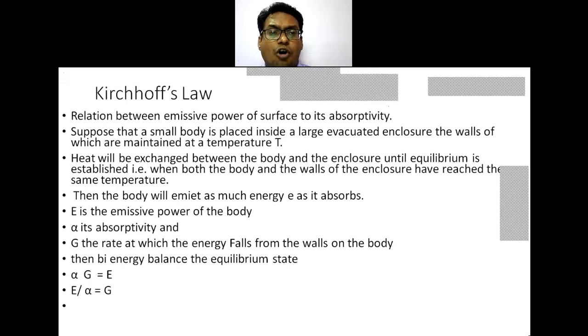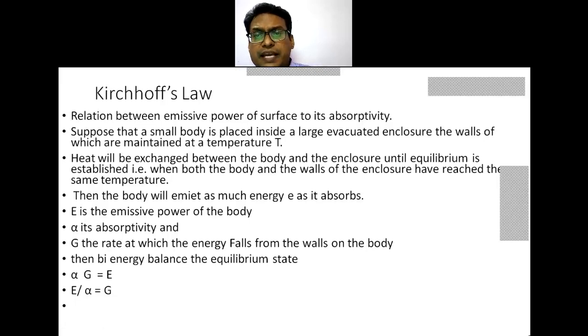The next is Kirchhoff's law, which gives a relationship between the emissive power of a surface and its absorptivity. Alpha is the absorptivity, E is the emissive power. So E upon alpha, the emissive power upon the absorptivity, equals G, the rate at which energy falls from the walls on the body. That is the relation between the emissive power of a surface and its absorptivity, E upon alpha, Kirchhoff's law.